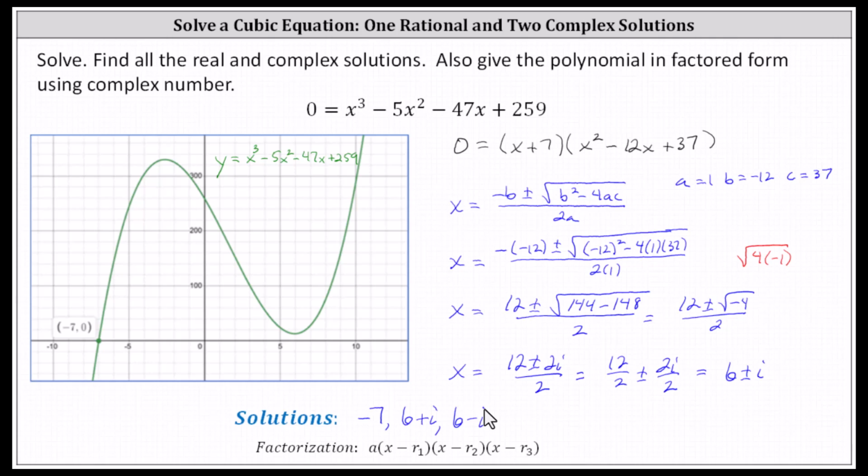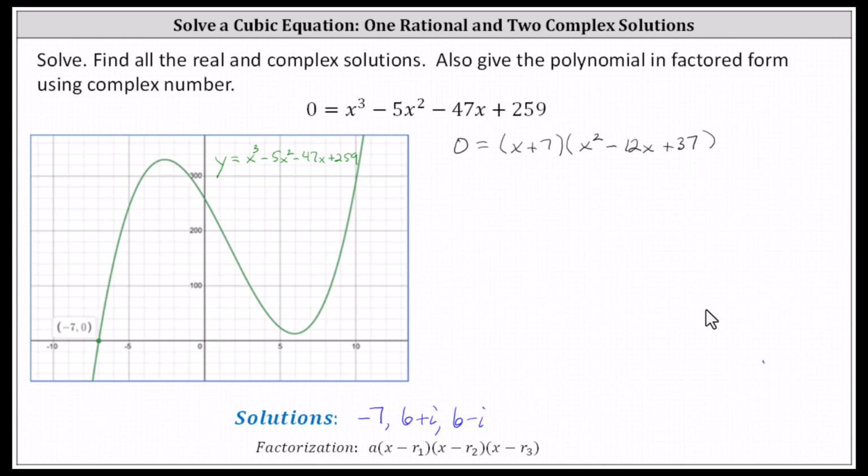So now that we have our solutions, we can write the polynomial in factored form using complex numbers. Remember, each linear factor will be in the form of x minus the root or solution. So we already have the x plus 7 from x minus negative 7, and for the complex solution of 6 plus i, we can write the factor as x minus the complex number 6 plus i, and the other factor would be x minus the other complex solution of 6 minus i. And we could remove the parentheses, but I'm going to go ahead and leave it in this form.